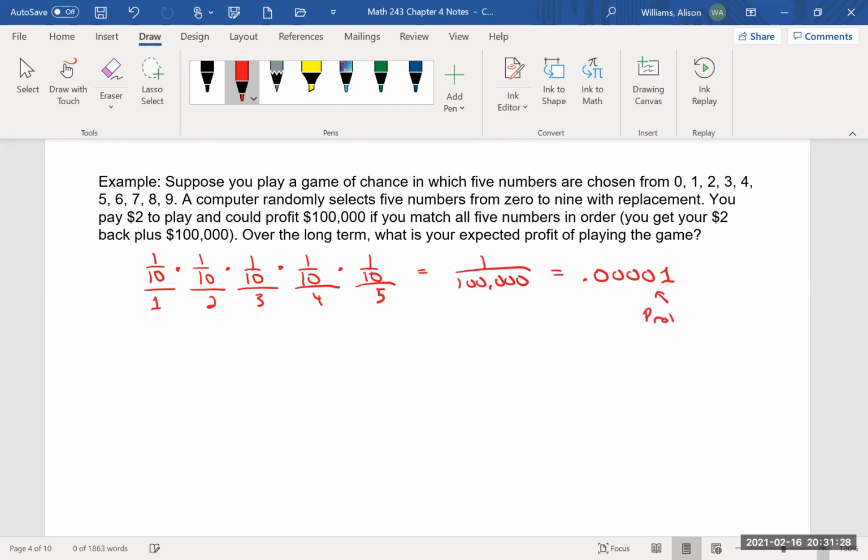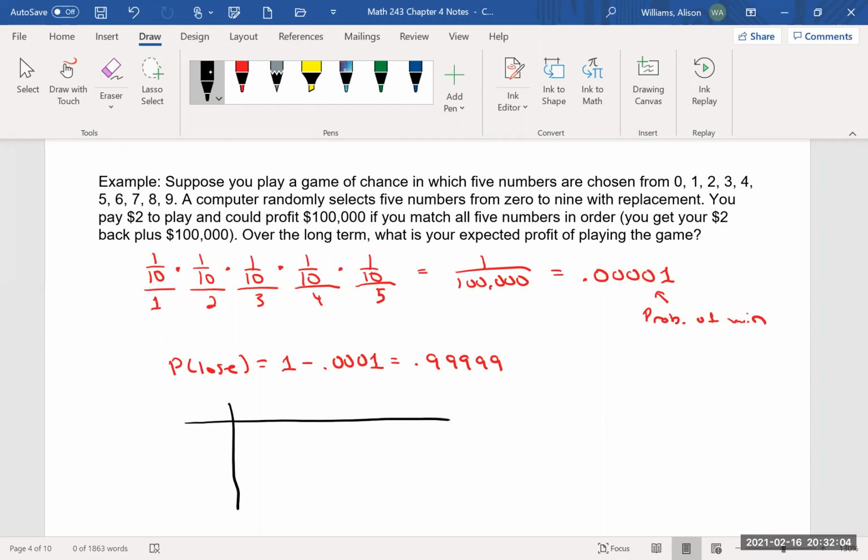All right. So the probability of losing then is the complement of this. So the probability of losing is 1 minus this, or 0.99999. All right, so that's the probability of losing. That's very good odds. All right, so let's create a little table from this and then find the expected value. So we're going to find x and p of x, and then we're going to multiply them together.